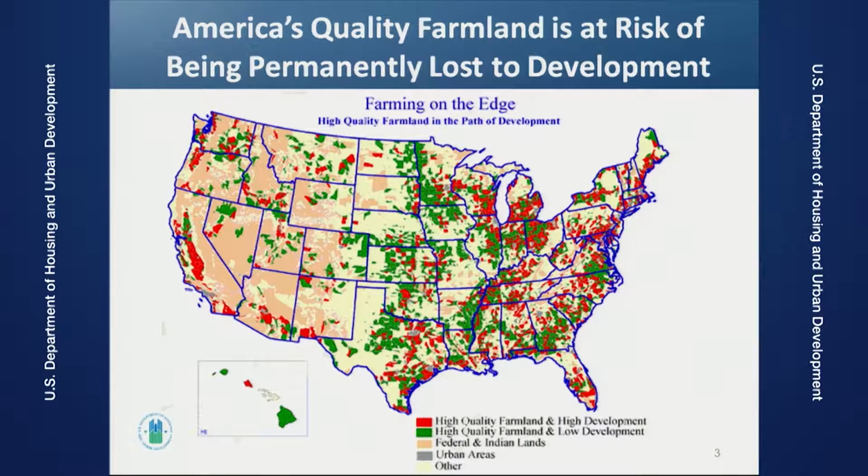This is a great slide to illustrate the point that we were trying to make. The green area is the high quality farmland that has low development, but you can see it is being encroached. The red is the high quality farmland that has high development and is being converted over to a developed area instead of farmland uses. This is just to illustrate so you can see where the areas of concern are.